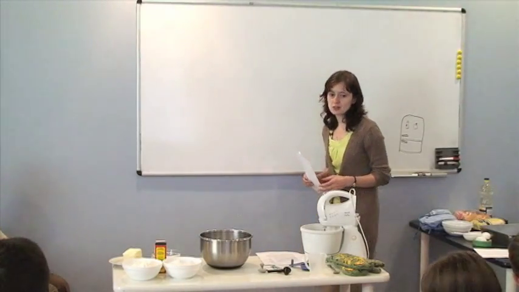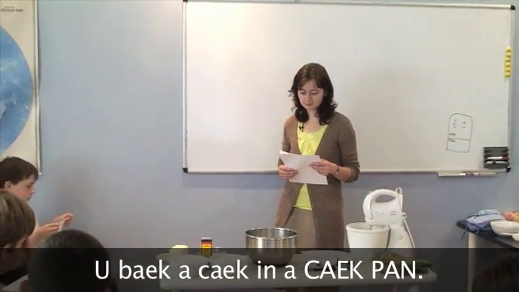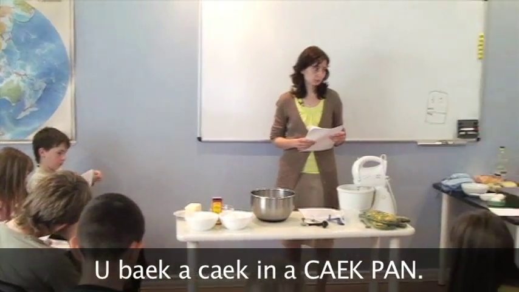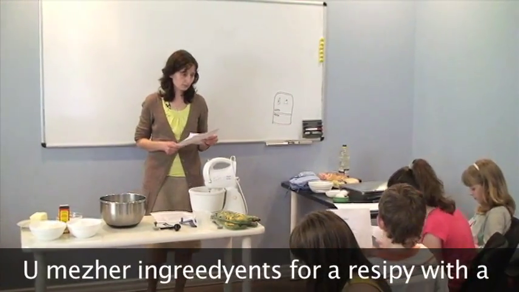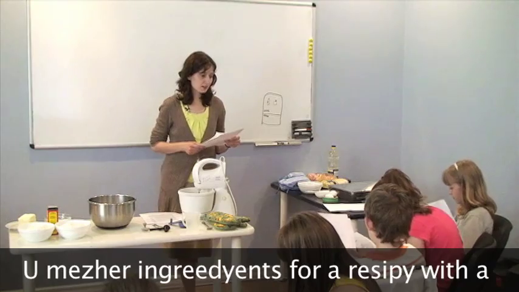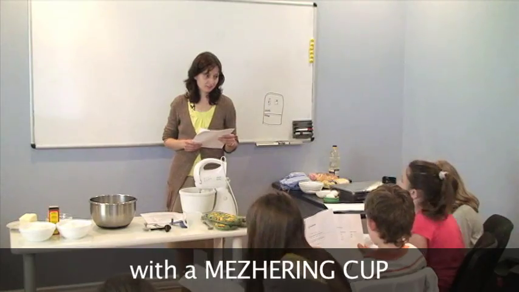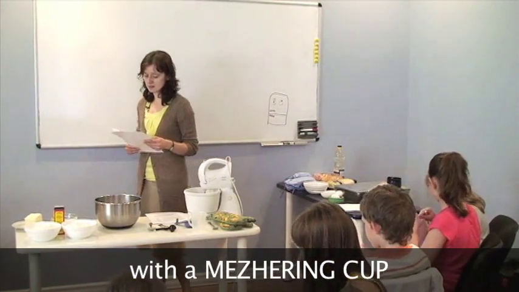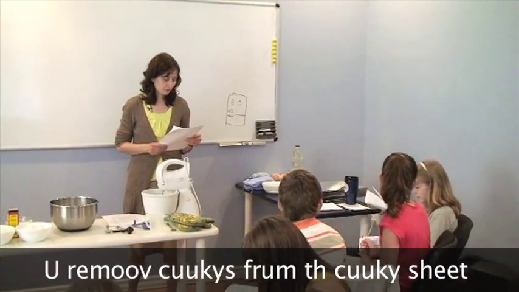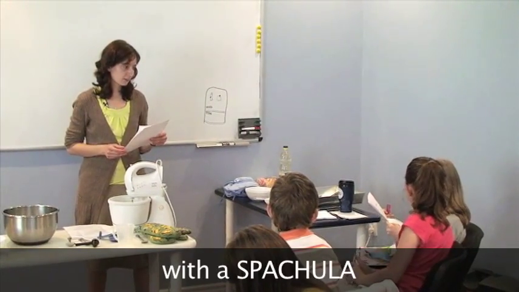Okay, let's go over that worksheet you just completed. So Dima, would you like to read the first one? Yes. You bake a cake in a cake pan. Very good. Elisa, would you like to read number 2? You measure ingredients for a recipe with a measuring cup. Or you can say measuring spoons. Okay. Number 3, Tanya. You remove cookies from the cookie sheet with a spatula.